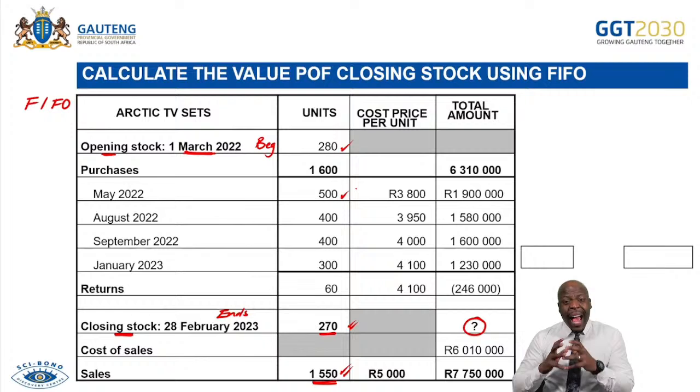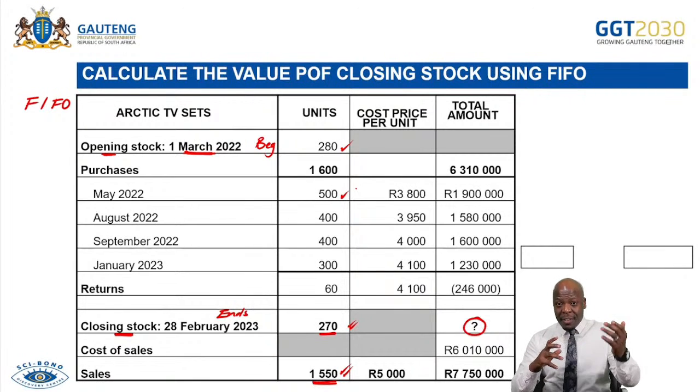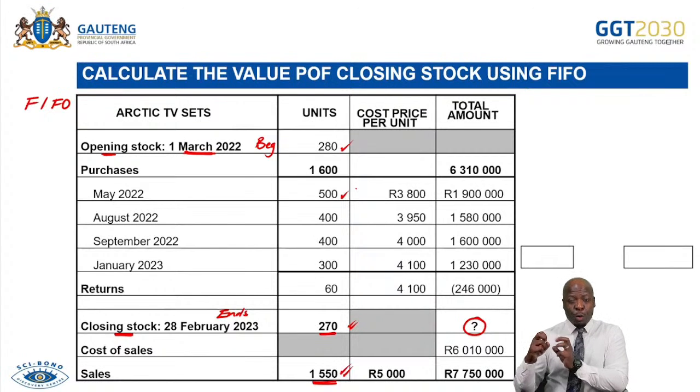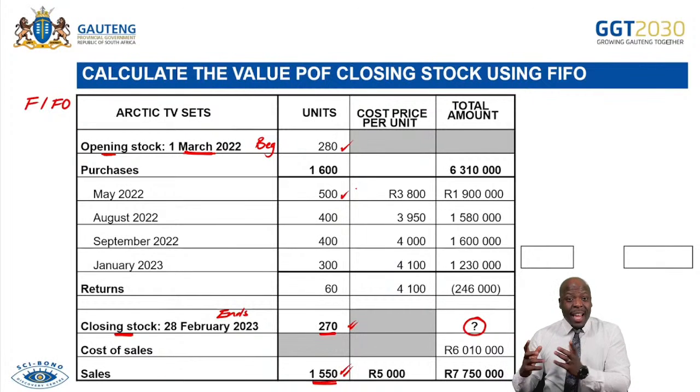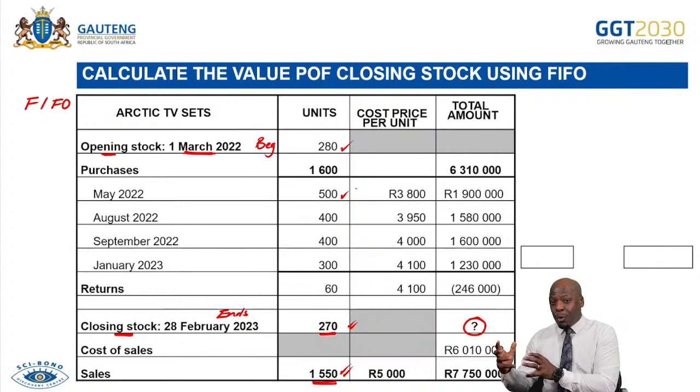So, the understanding is, if stock that came in first will be sold first, the opposite is also true. What is the opposite? Stock that came in last will be sold last. I hope I'm making sense there. Because if stock that came in first is sold first, the opposite would be stock that came in last will be sold last. That means we will now consider the last in to be the last out.